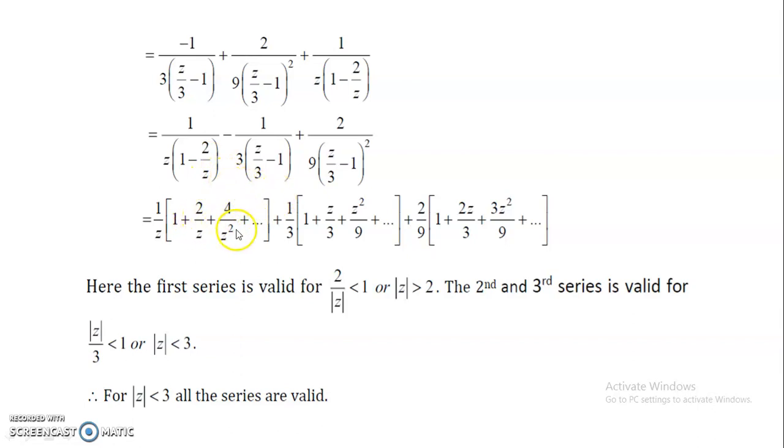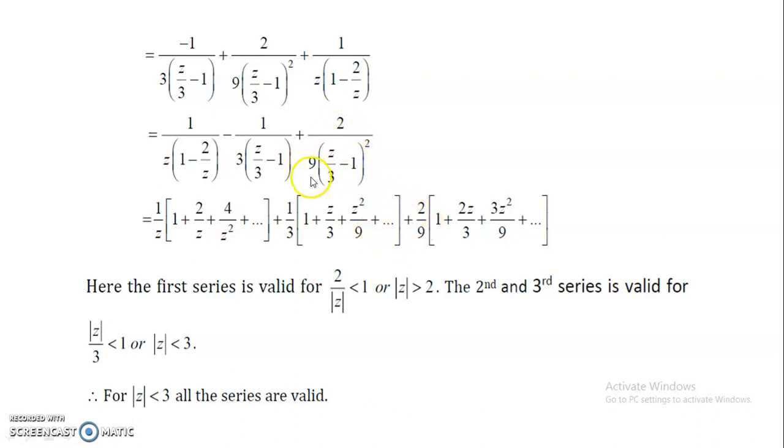It is 1 plus x plus x square, etc. This also looks the same form. If you take a minus out, the minus becomes a plus there. And then it becomes (1 minus z by 3), which is of the form (1 minus x)^(-1). So the expansion is 1 plus z by 3 plus z square by 9, plus so on.